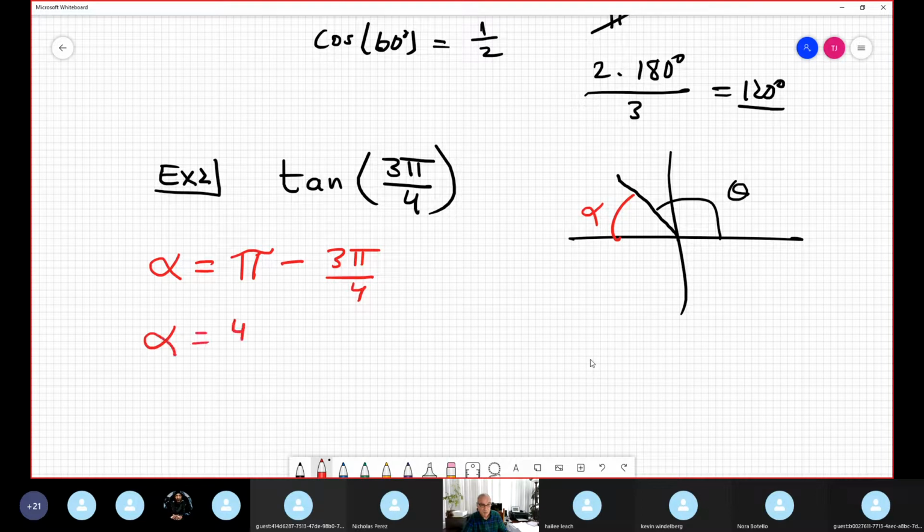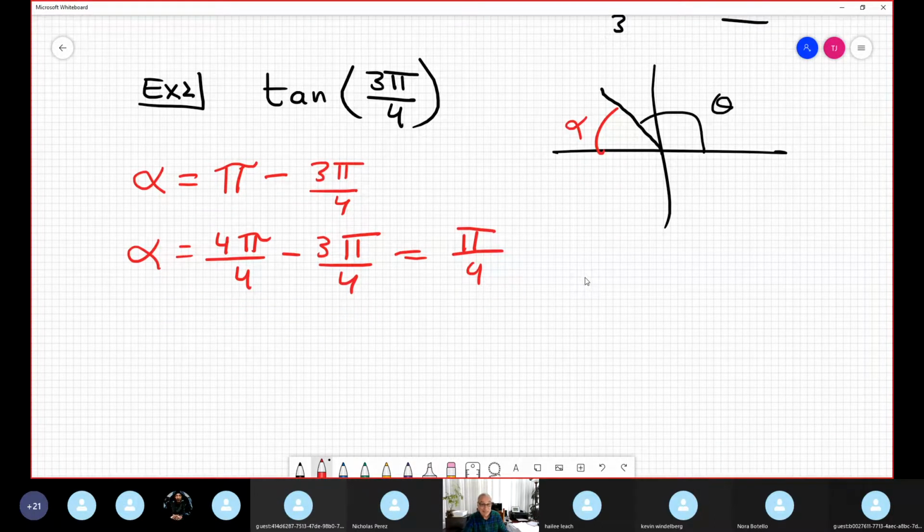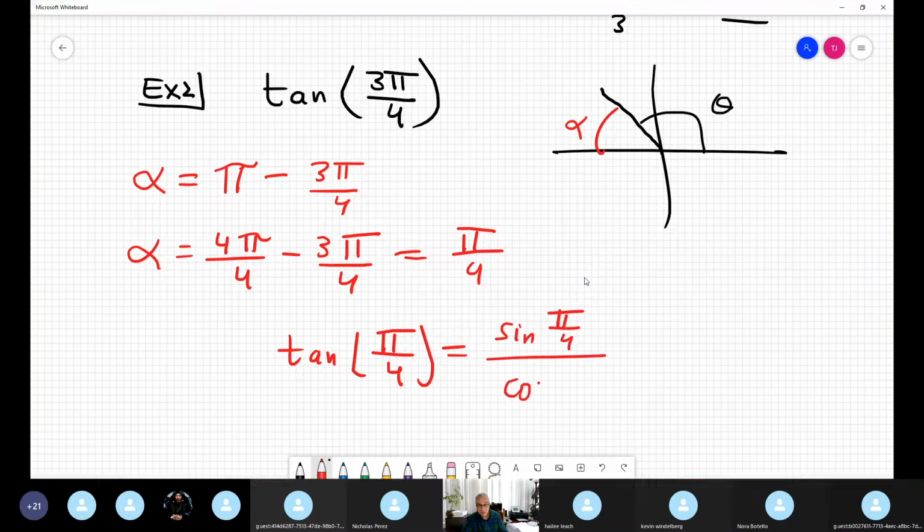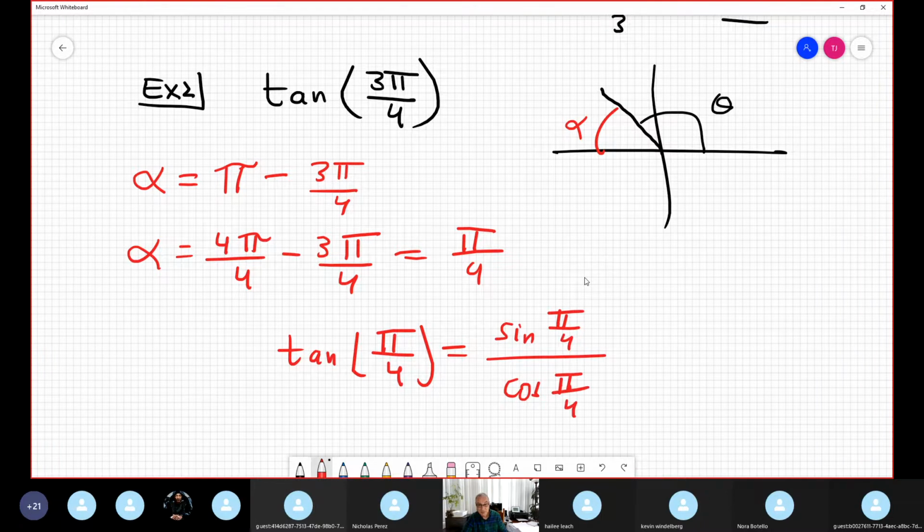Okay, alpha is 4 pi over 4 minus 3 pi over 4. Try to find the least common denominator, which is pi over 4. Entonces I know que tangent 3 pi over 4 and the tangent pi over 4 is the same value. Entonces I don't remember. I know que sine pi over 4 divided by cosine pi over 4, using the tangent cotangent identity. This is radical 2 over 2. This is radical 2 over 2. Es 1. Entonces the answer is 1, ¿no?